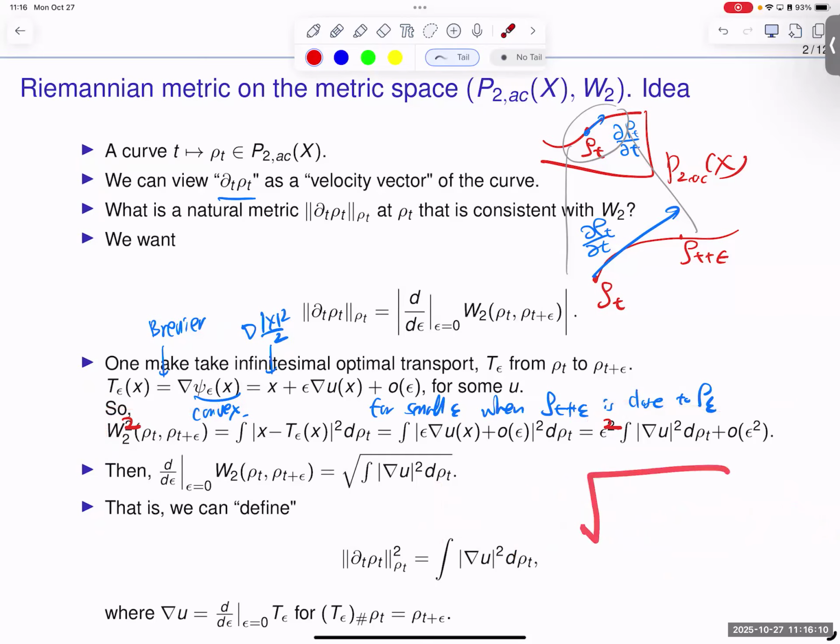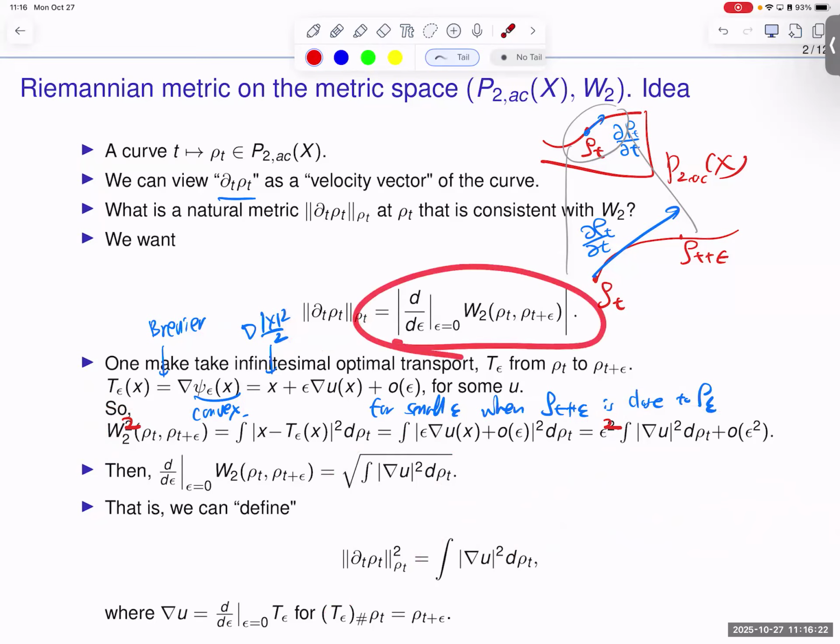Sorry, it should be squared. So what you can conclude is that the scale of this quantity, which we want to be this quantity scaled, should be this. Okay, making sense?